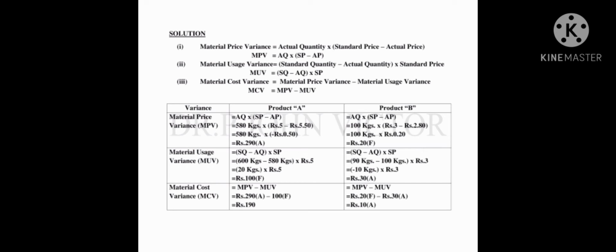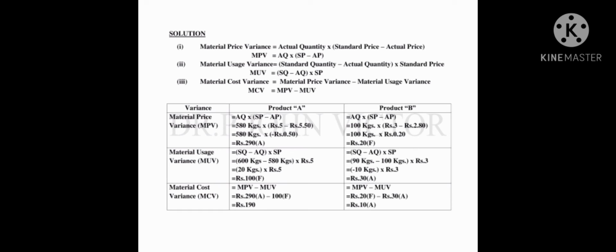Then material cost variance, the third one, for product A. See the formula: material price variance minus material usage variance. The answers of the first formula and the second formula are to be taken here. Material price variance for product A is 290, it is adverse. Then material usage variance for product A is 100, it is favor. So adverse minus favor.